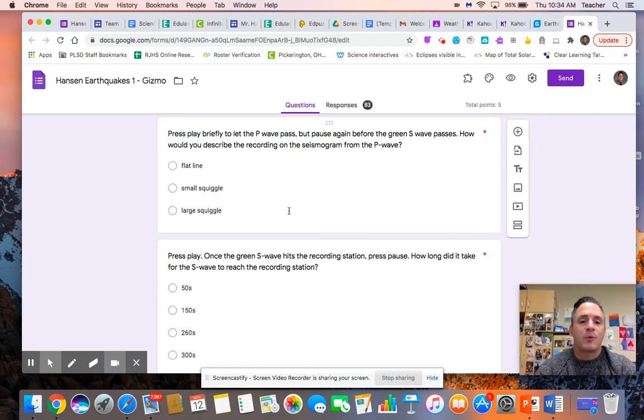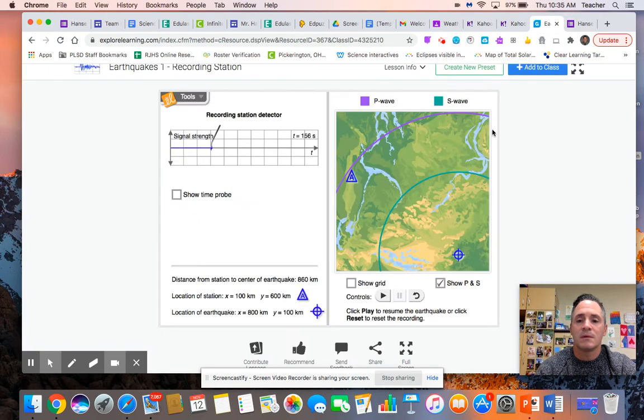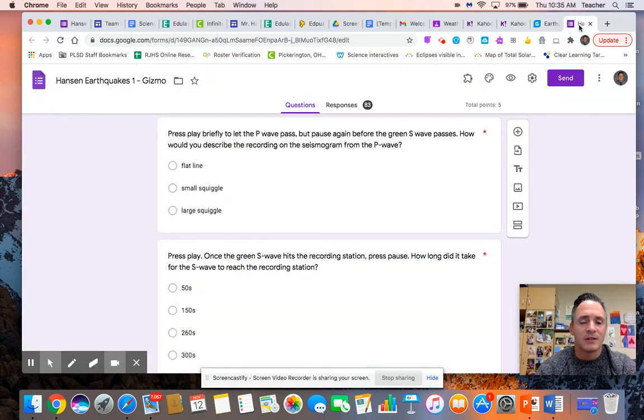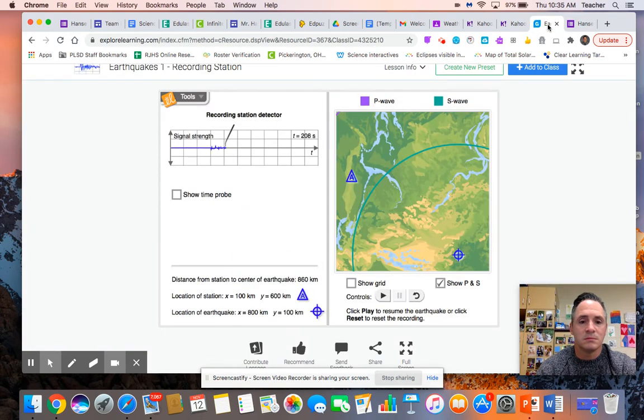So press play briefly to let the P wave pass, but pause again before the green S wave passes. How would you describe the recording on the seismogram from the P wave? So we basically do before the S wave gets here. So what do I look at? There are my squiggly lines right there. So would I describe it as a flat line, a small squiggle, or a large squiggle? There it is. Take a look at what you think.